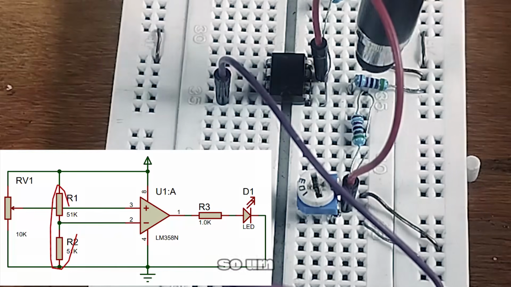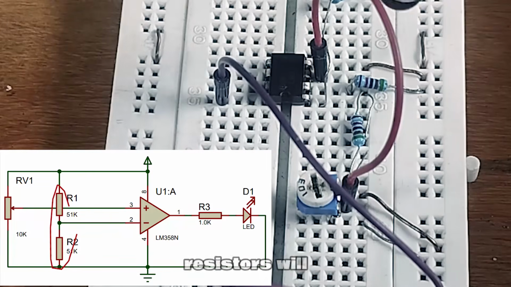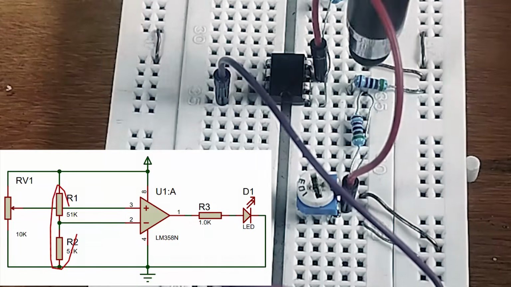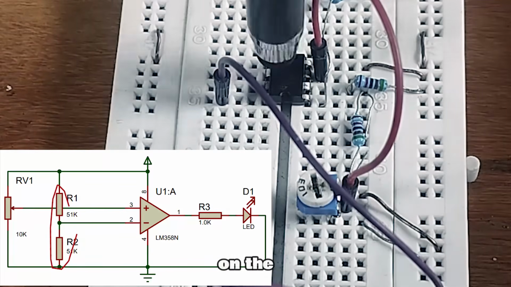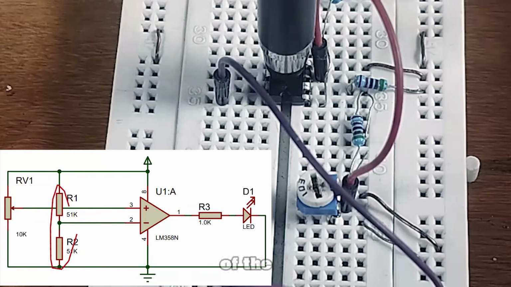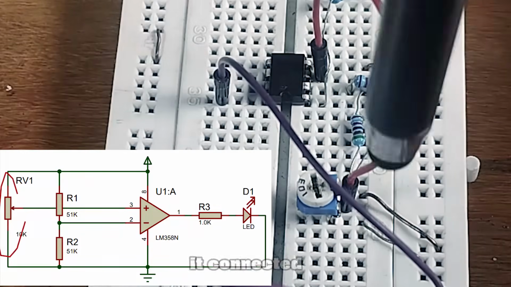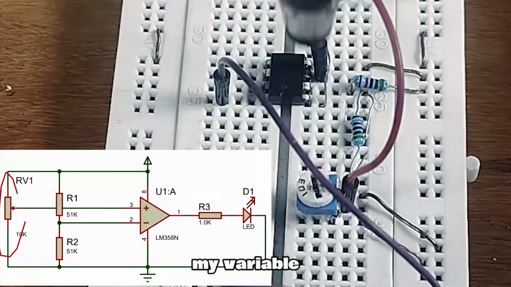Okay, so I have 10 volts coming from my power supply, and these resistors will be dividing that voltage by half. That's why I have the same value, and they would cause 5 volts to be on the inverting pin, which is the negative pin of the LM358, and on the positive pin, which is the next pin, I have it connected to the output of my variable resistor.